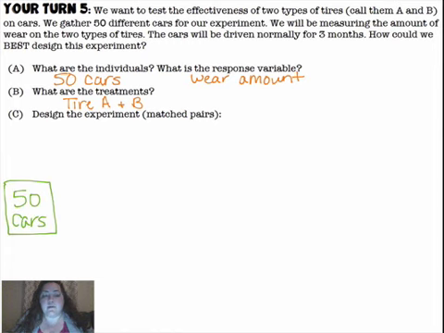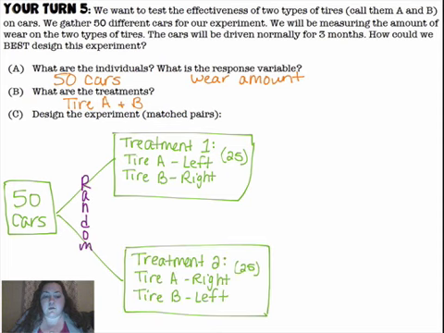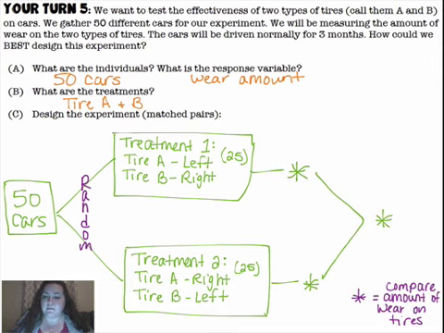In my experiment, I'm starting with 50 cars, breaking it into 2 treatments, randomly assigning them. So treatment 1, they get tire A on the left, and they get tire B on the right. And that would be 25 of them. Treatment 2, they get tire A on the right and tire B on the left. And again, 25. And with the matched pairs, you want to look at the results within treatments and then across the treatments. And I'm comparing the amount of wear on the tires.